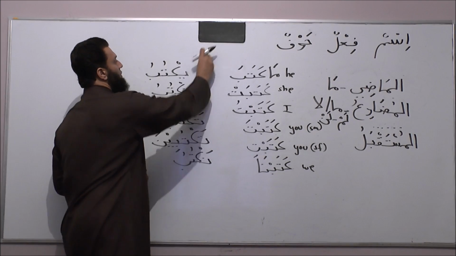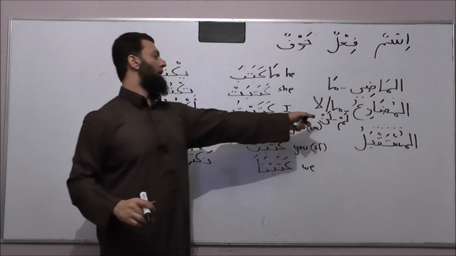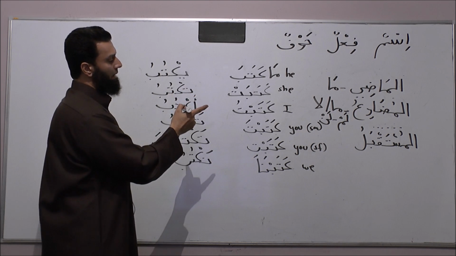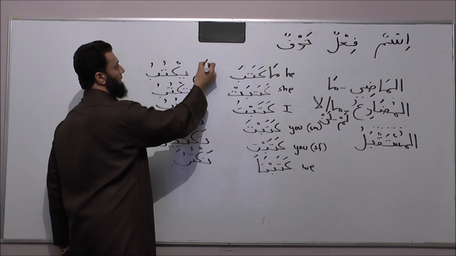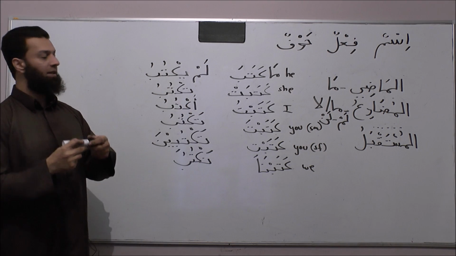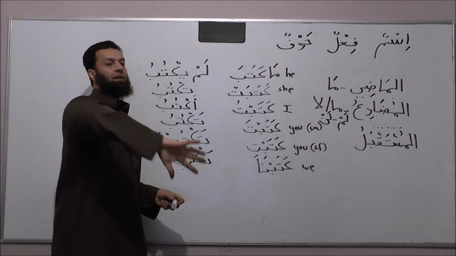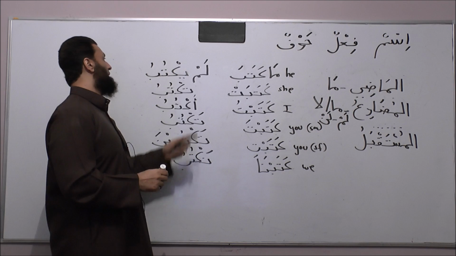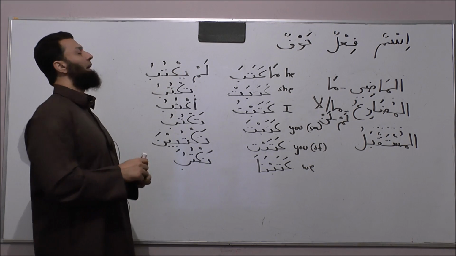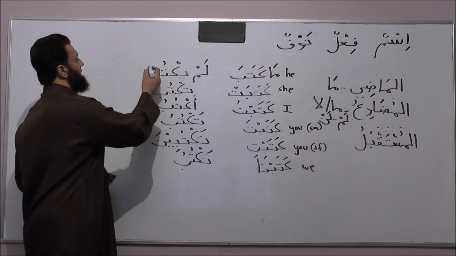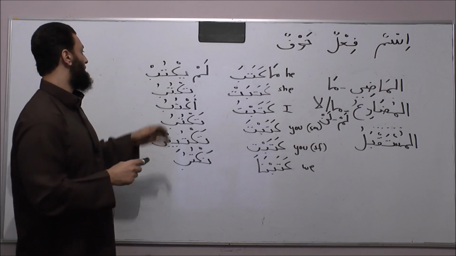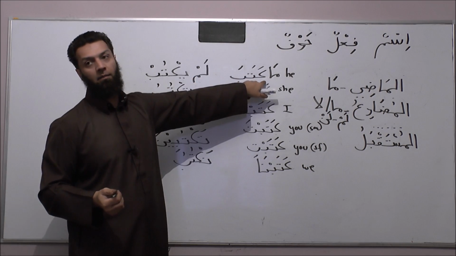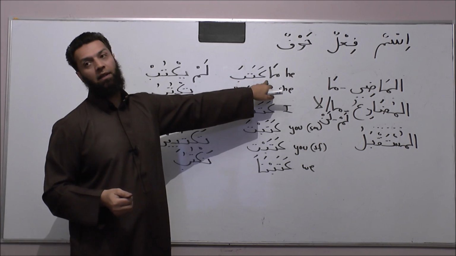However, with regards to lam and lan, if we add lam to a verb in the present tense, then it changes it from the present to the past meaning with a negation. So we say lam yaktub, and something else happens, and that becomes a jazmun or a sukoon. Lam yaktub means he did not write. So it's similar in meaning to ma kataba.